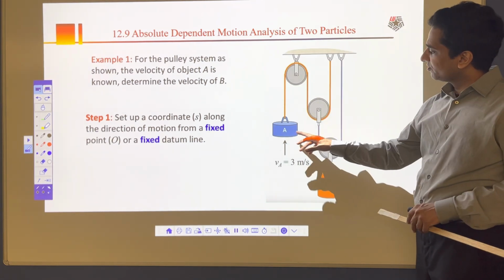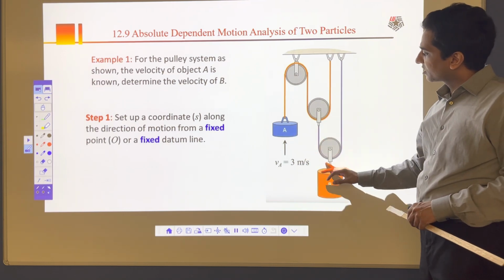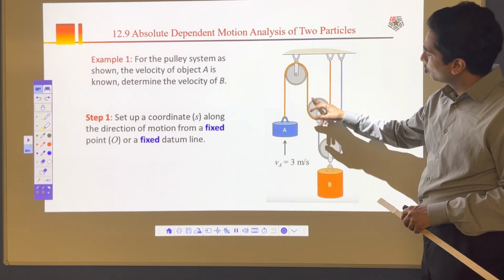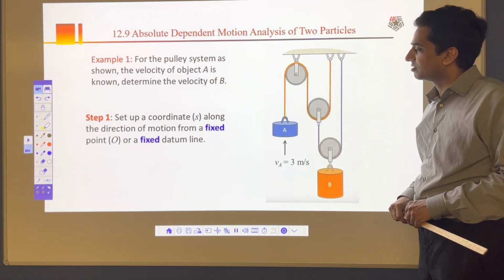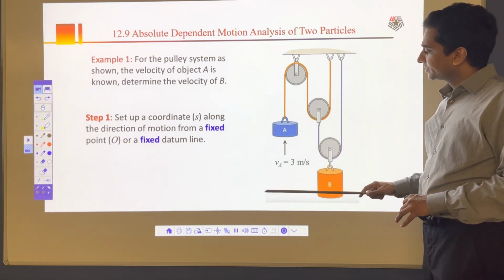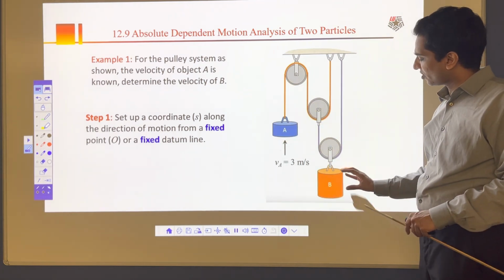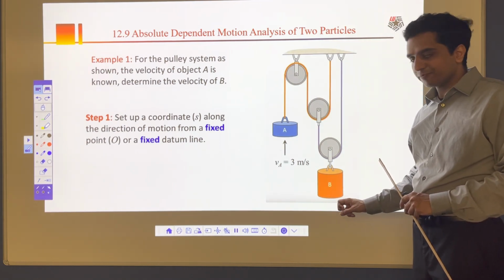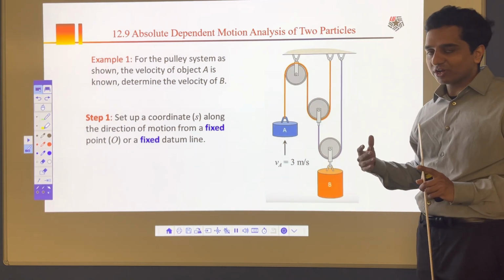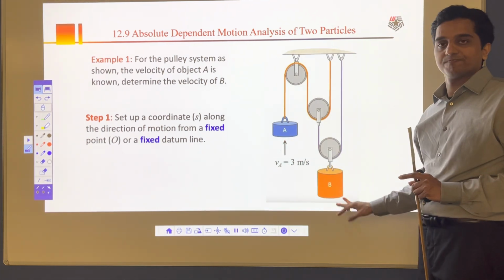Now in this problem, we have two particles, particle A and particle B. We have 3 pulleys and 2 ropes. One is an orange rope and here I have another blue rope. This A is going upward in the 3 meter direction. We want to find out how fast B is going to go down. What is the velocity of B? Or we want to find the velocity relationship between VA and VB. What is the relationship between them?